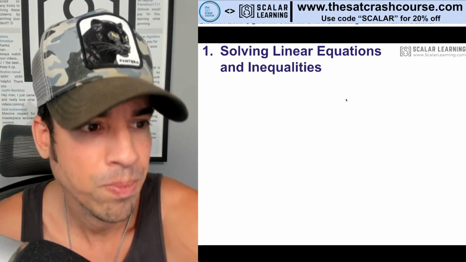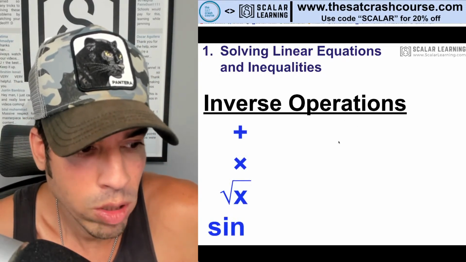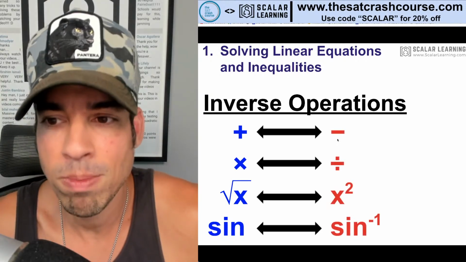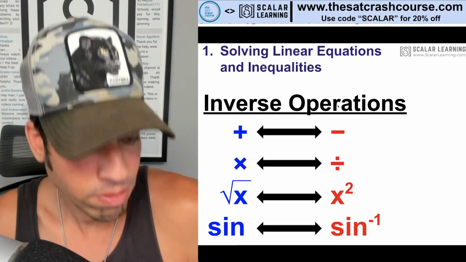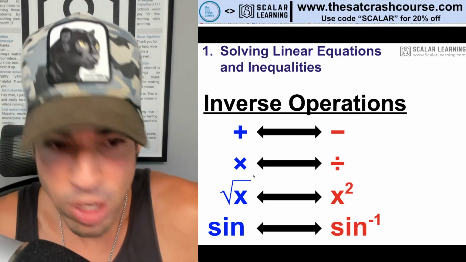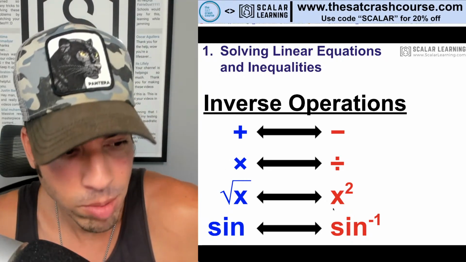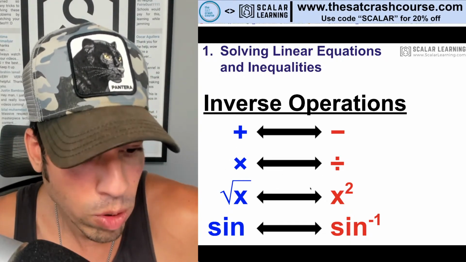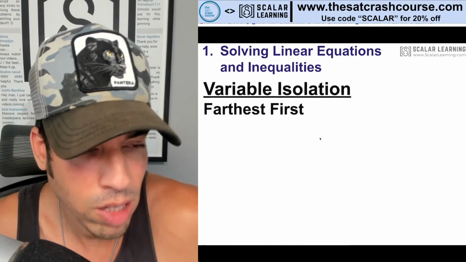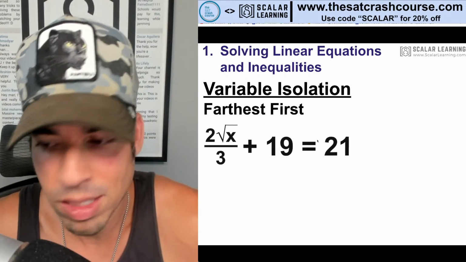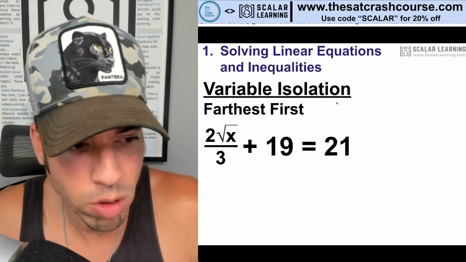Okay. So first of all, we're going to talk about solving linear equations and inequalities. So as we solve or isolate variables, it's all about inverse operations, right? And inverse means sort of like opposite. Plus is opposite to minus, times and divide are inverse operations, square rooting and squaring, etc. So as we see a problem like this in real time, we want to implement these inverse operations from farthest first, sort of like reverse order of operations.